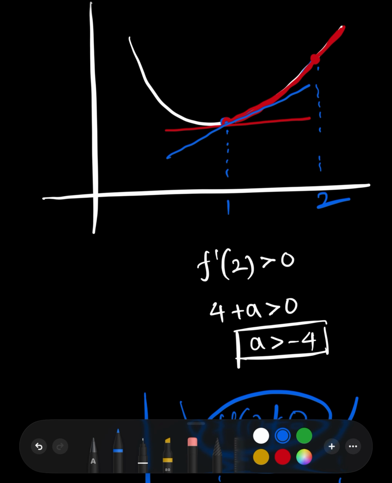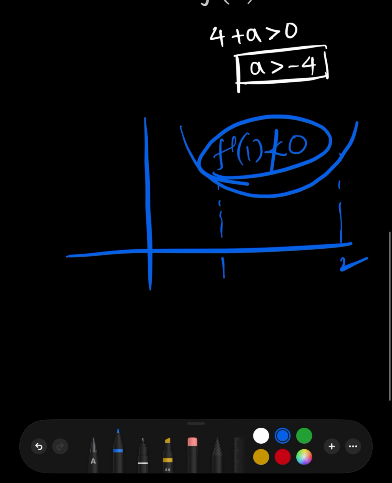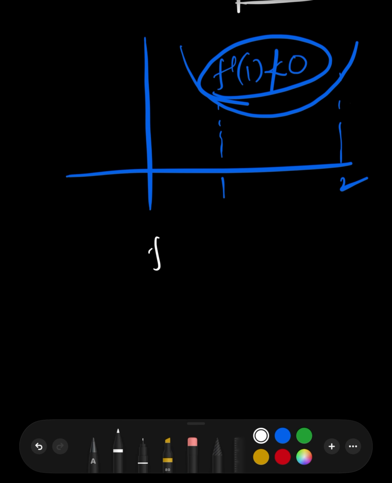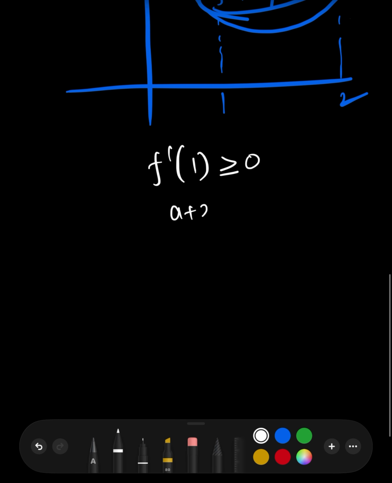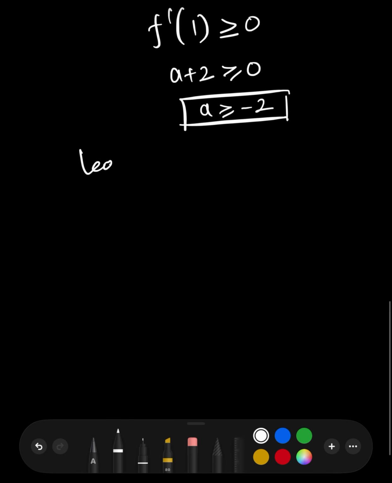The one very important point is f'(1) equal to 0, because it is a turning point, or f'(1) greater than 0. In those two conditions, we can write that f'(1) is either greater than 0 or equal to 0. Those two are the only possible conditions. So f'(x) is 2x + a, so I can say it is a + 2 greater than or equal to 0, so a is greater than or equal to minus 2. We want the least value of a, so the least value of a is minus 2.